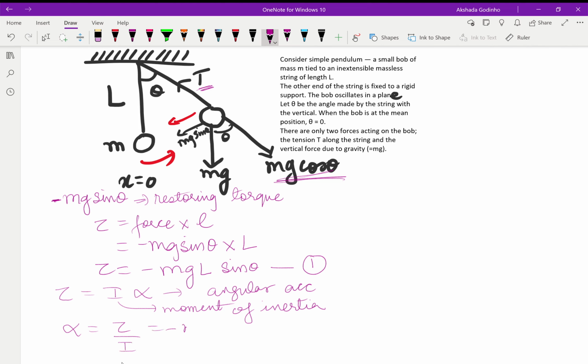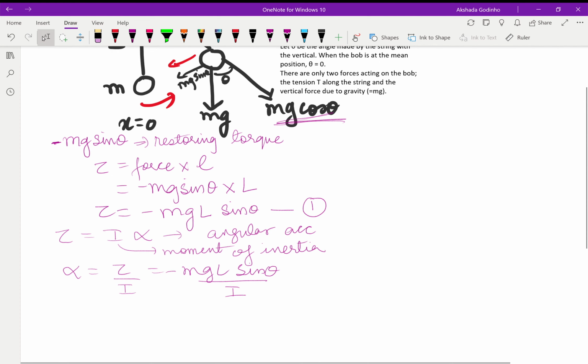It's minus mgL sin theta upon I. This is what I have to get. Now, in the very start I had said that the angle by which we have displaced it is very, very small. That means theta is small.